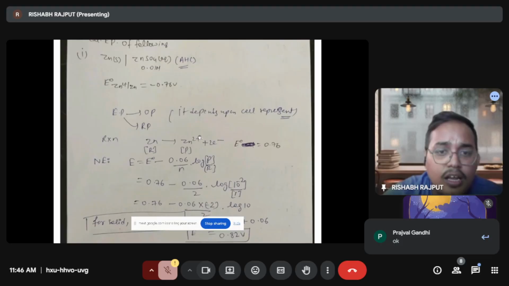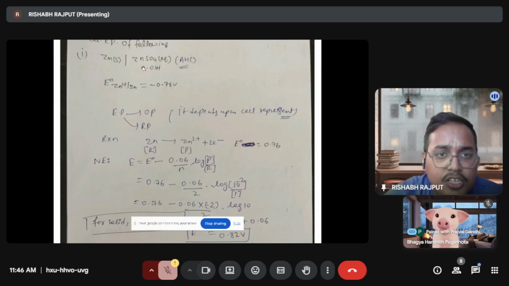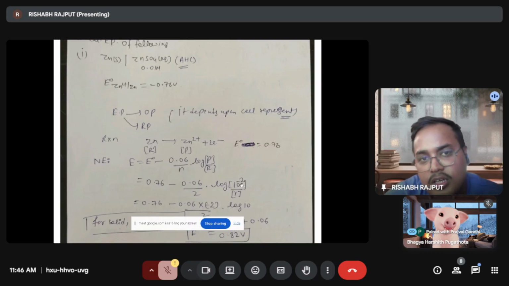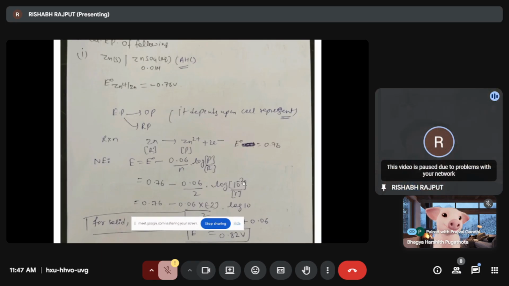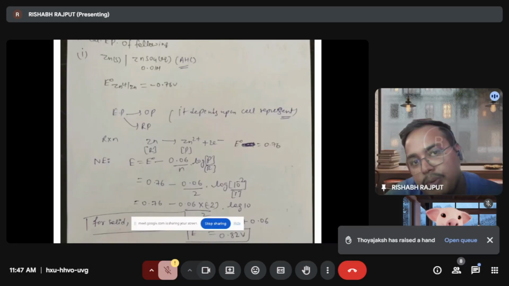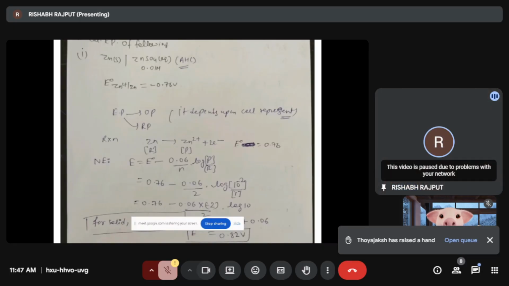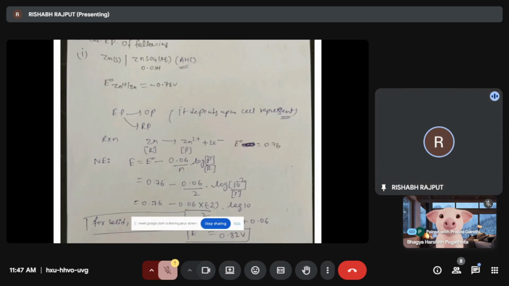In the log, Zn2+ is the product, and the product concentration is given as 0.01 M, so you take 10 to the power minus 2. But the reactant is a solid. Please remember, in electrochemistry, for a solid, the concentration will always be 1. For a solid reactant, the concentration will be 1. So please remember this, okay, guys?